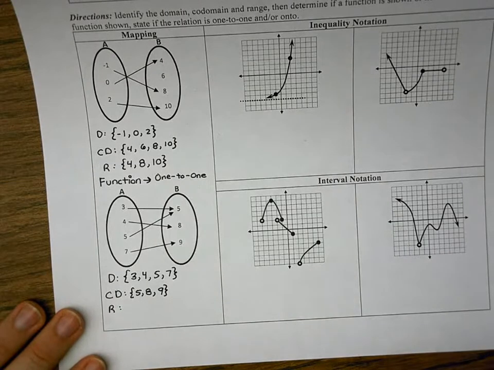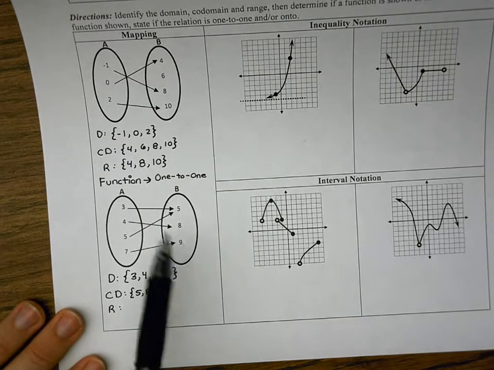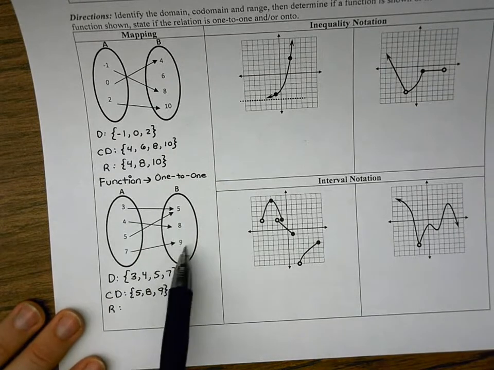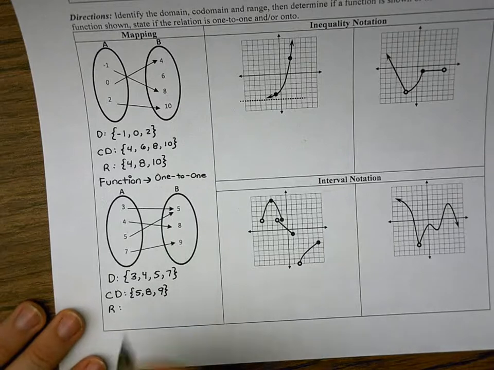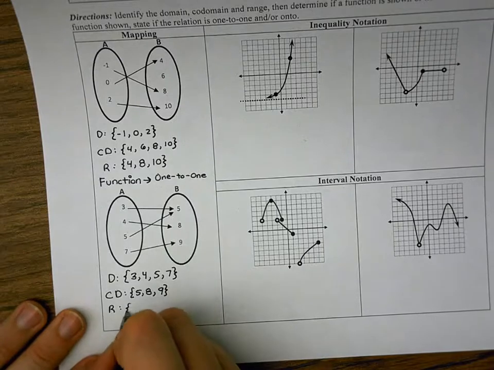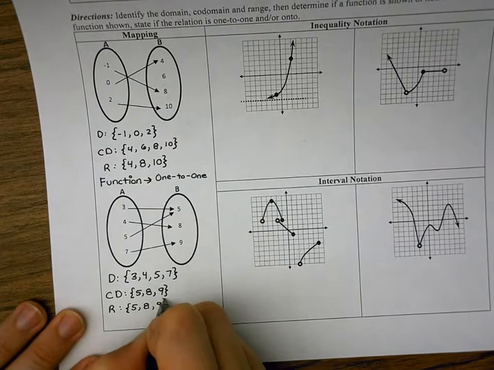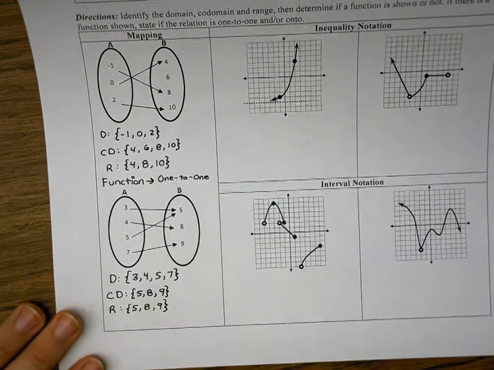Okay, range, all y values that are produced. Okay, so which one of these y values actually come from an x? Well, 5 comes from both 3 and 5. 8 comes from 4. 9 comes from 7. And so in this case, my range, the y values that are actually produced, are 5, 8, and 9. This is an instance where my codomain and my range happen to be the same.